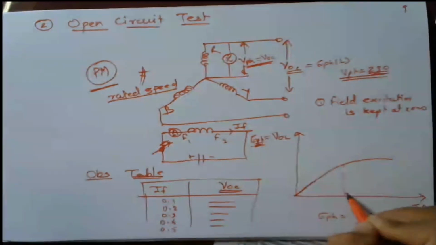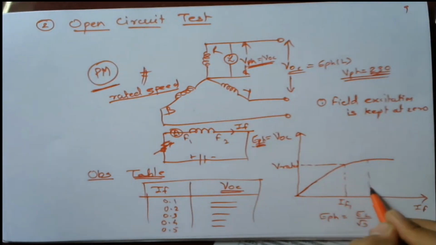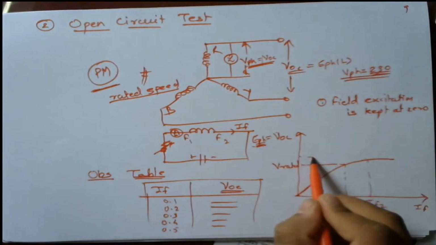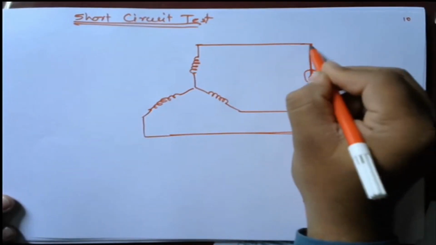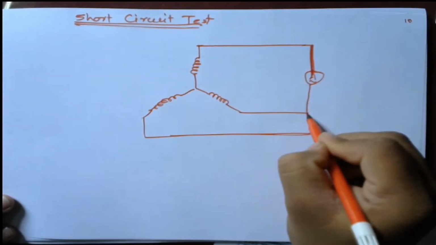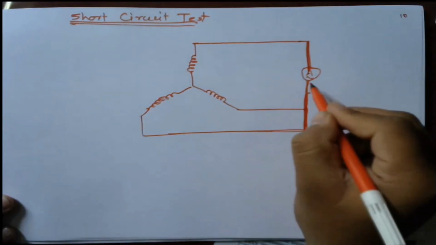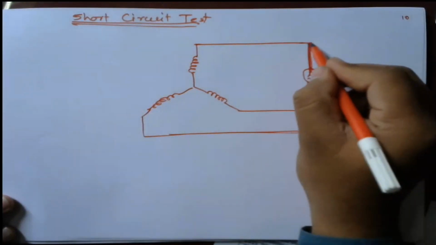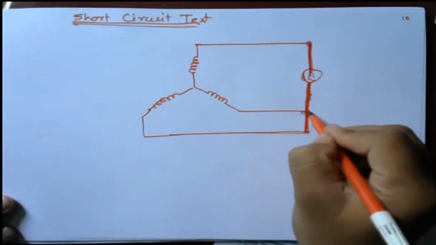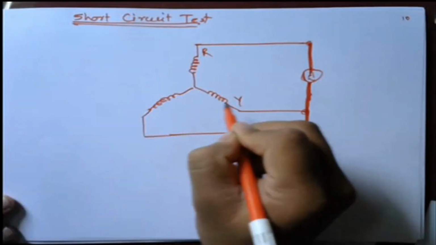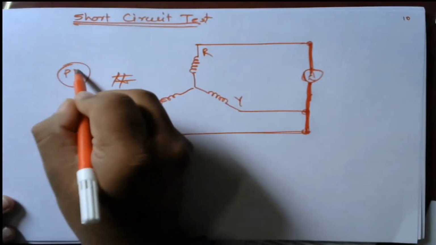Let us suppose this is IF1, at which I get the rated voltage, V rated, and this is IF2, at which I will get E0. Second is the short circuit test. In the case of the short circuit test, these terminals are shorted by using an ammeter. I am going to connect all three terminals R, Y, B through an ammeter, which means it is shorted by using an ammeter, and it is coupled with the prime mover.